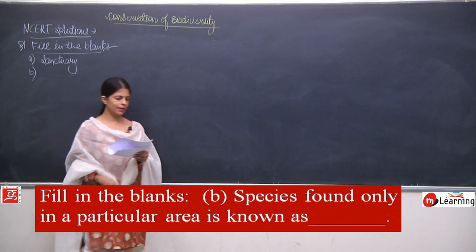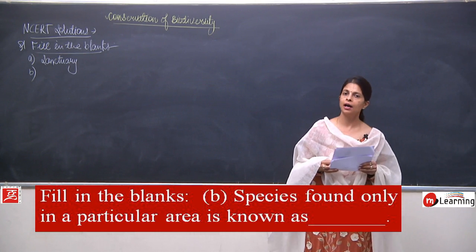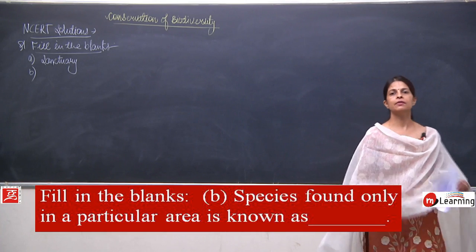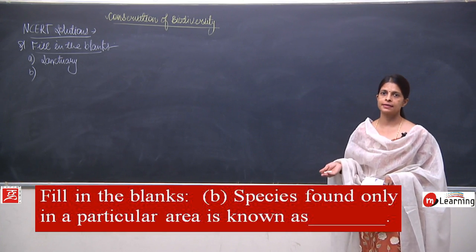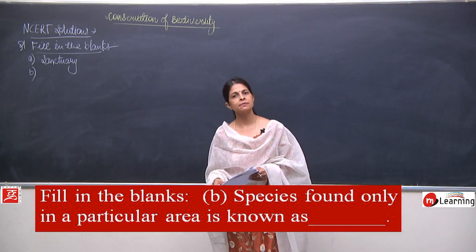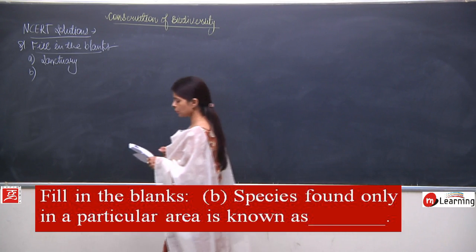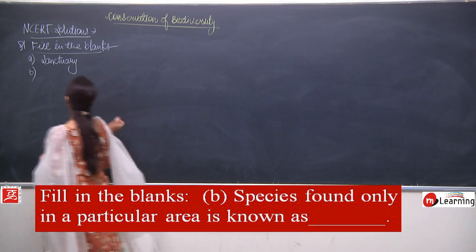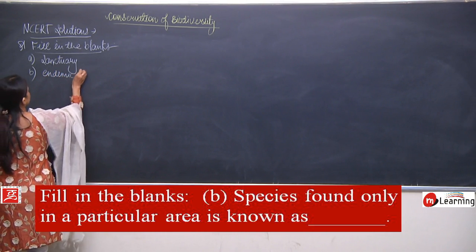Now, come to the B. Species found only in a particular area are known as. We have discussed this thing that the species which is found in that particular area only, and it is not found anywhere else. As I was talking about the peacock, even the peacock is an endemic species to India. So that is known as endemic species. So species found only in a particular area are known as endemic species.